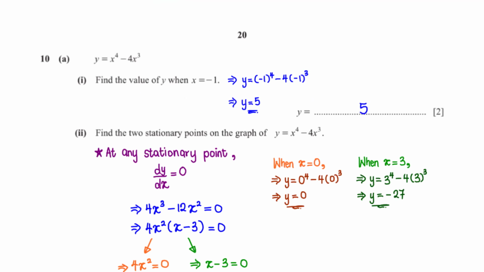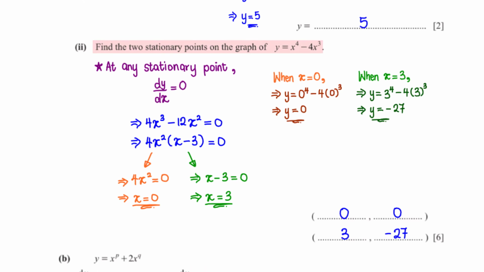y equals x raised to the power 4 minus 4x cubed. Find the value of y when x equals negative 1. When we substitute x equals negative 1 into the equation, this is what we get. When we type this into the calculator, we get y equals 5.